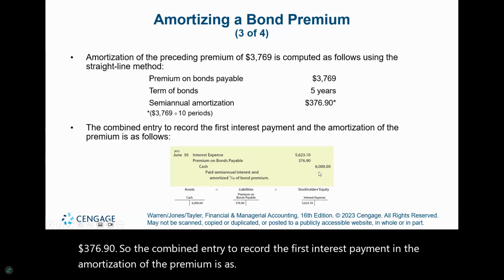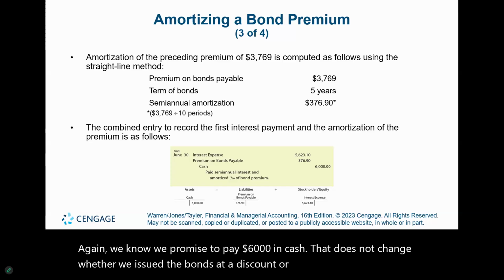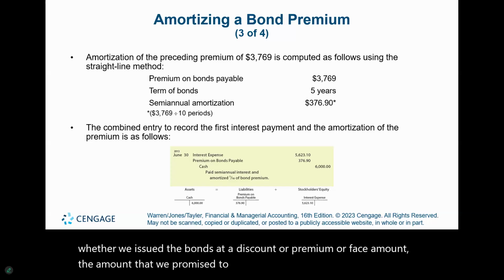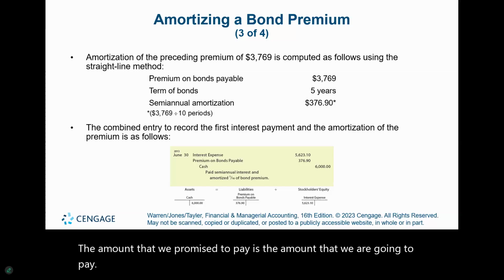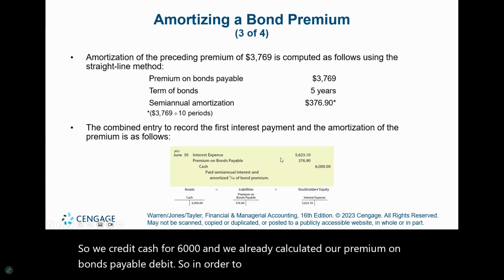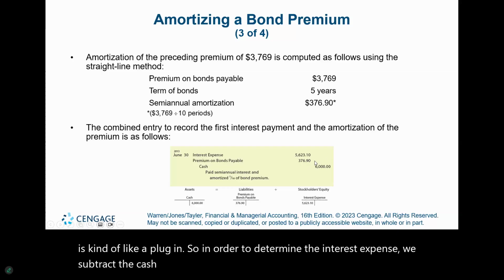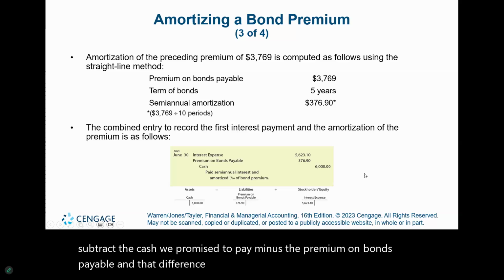Again, we know we promised to pay $6,000 in cash. That does not change. Whether we issued the bonds at a discount, premium, or face amount, the amount that we promised to pay is the amount that we are going to pay. So we credit cash for $6,000, and we already calculated our premium on bonds payable debit. The interest expense is kind of like a plug-in. To determine the interest expense, we subtract the premium on bonds payable from the cash we promised to pay, and that difference represents our interest expense for that period.